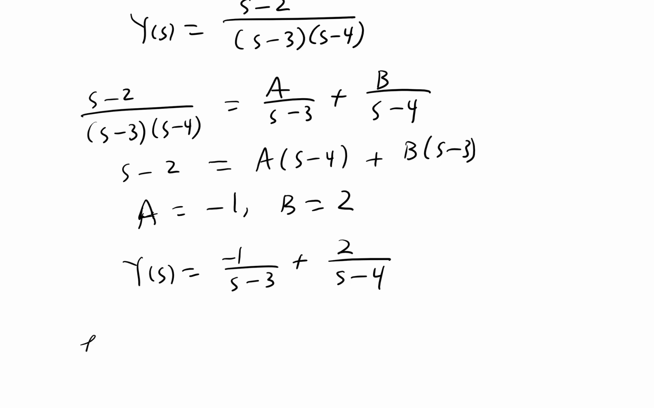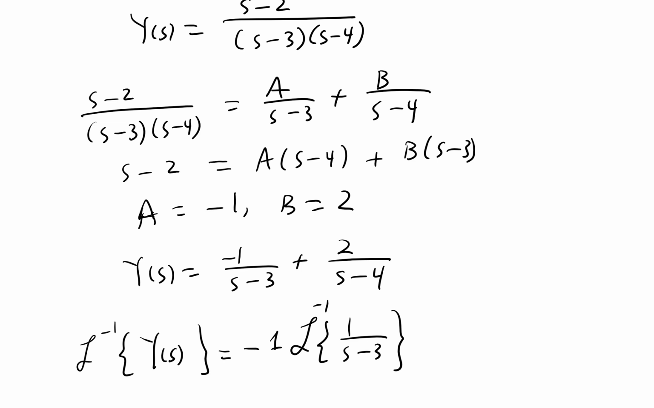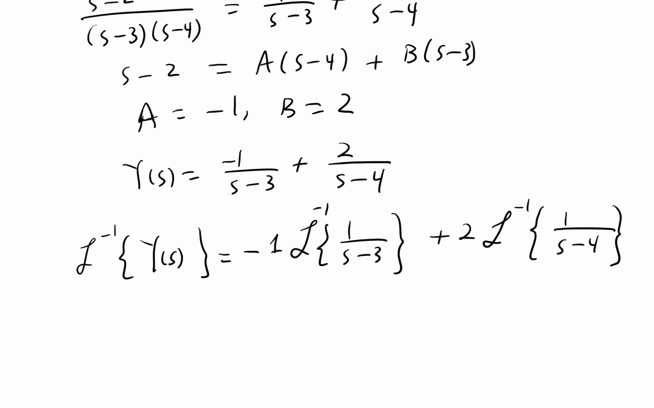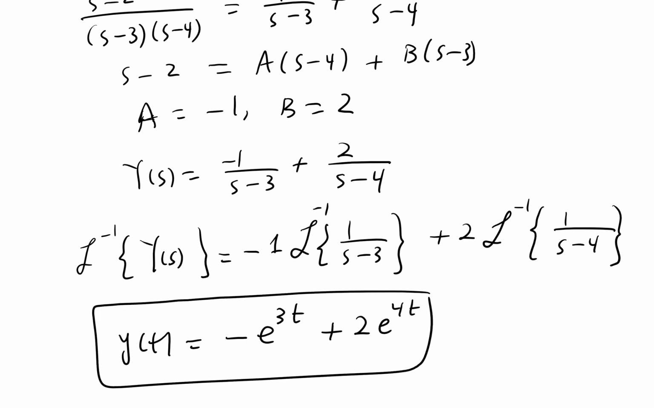To finish solving for this, we do the inverse Laplace of Y of s equals -1 times the inverse Laplace of 1 over s minus 3 plus 2 times the inverse Laplace of 1 over s minus 4. So what does that give us? This is y of t that I'm looking for: negative e to the 3t plus 2e to the 4t. That's the solution. So you could see how we use Laplace transforms to solve a differential equation.